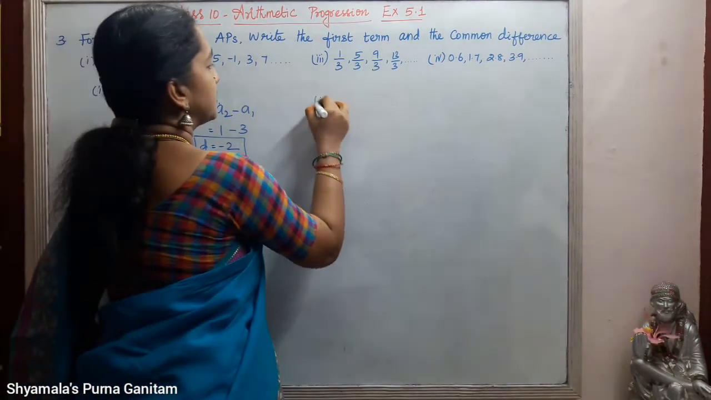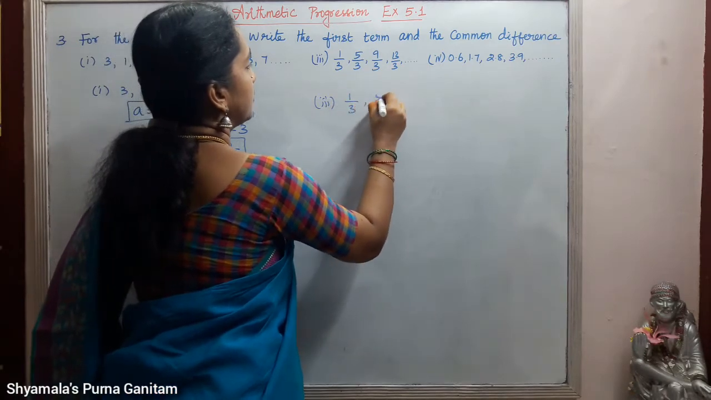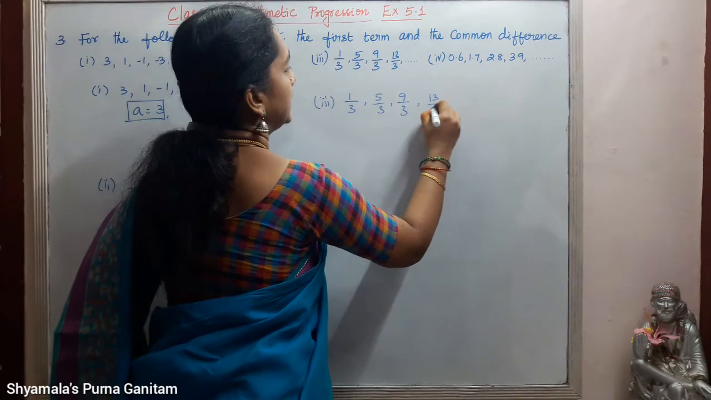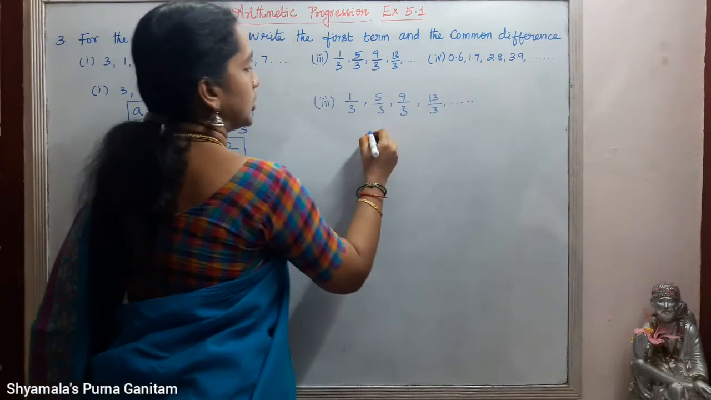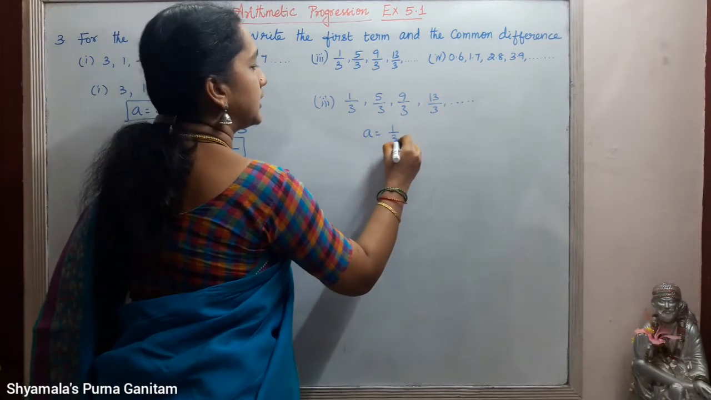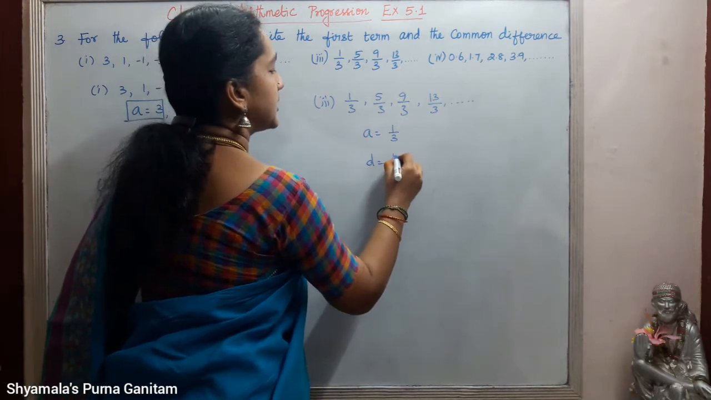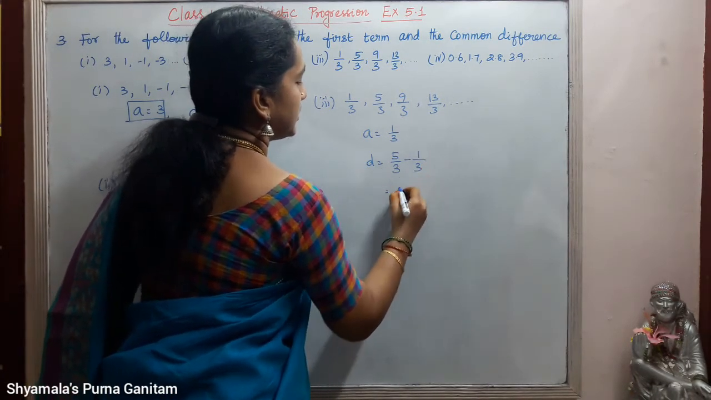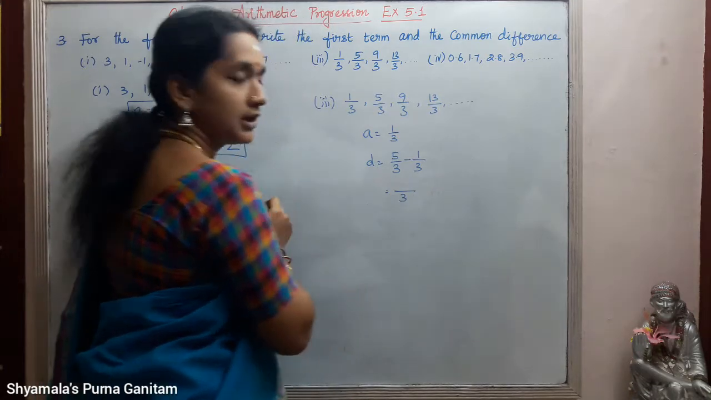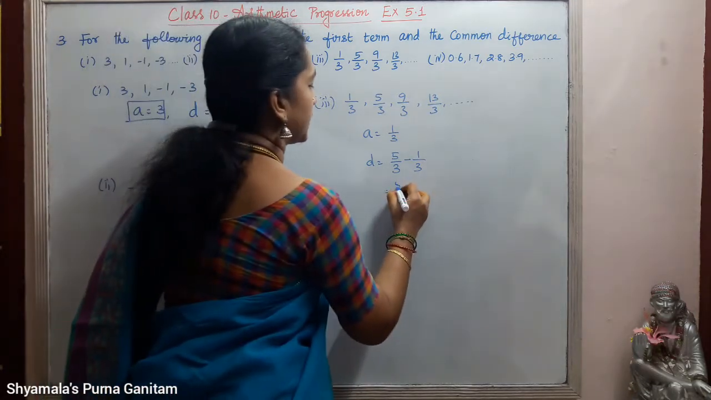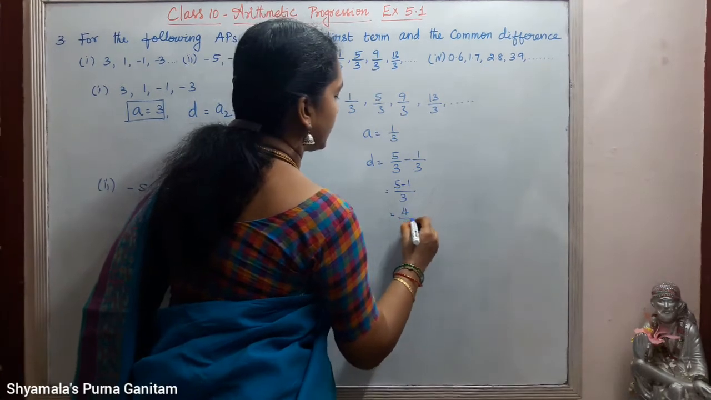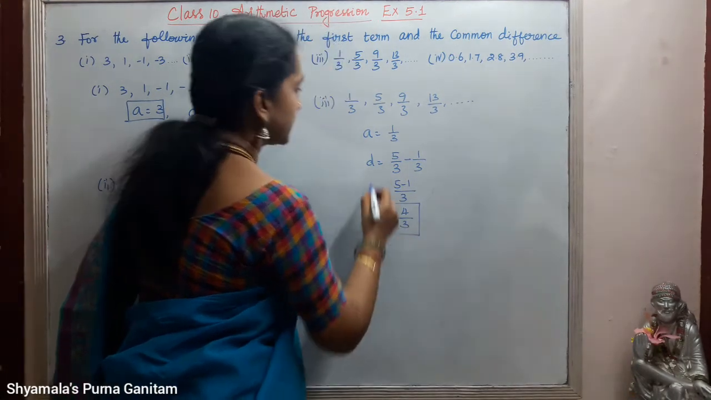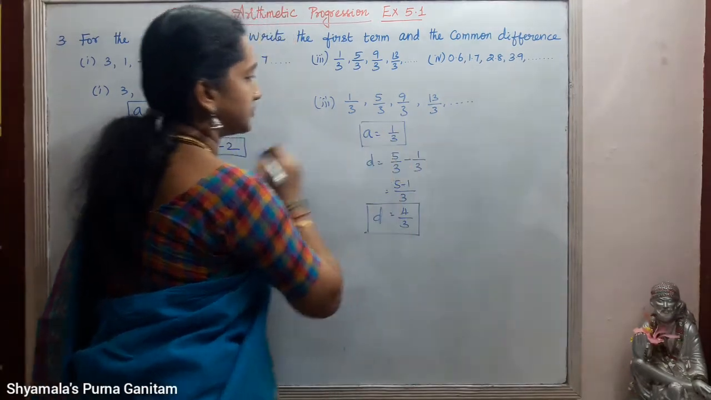Then the third sum is 1 by 3, 5 by 3, 9 by 3 and 13 by 3. So A is 1 by 3 here. And the common difference is second term minus first term. So when we simplify this, we have common denominators. So 5 minus 1, that is 4 by 3. So D is 4 by 3. And A is 1 by 3.